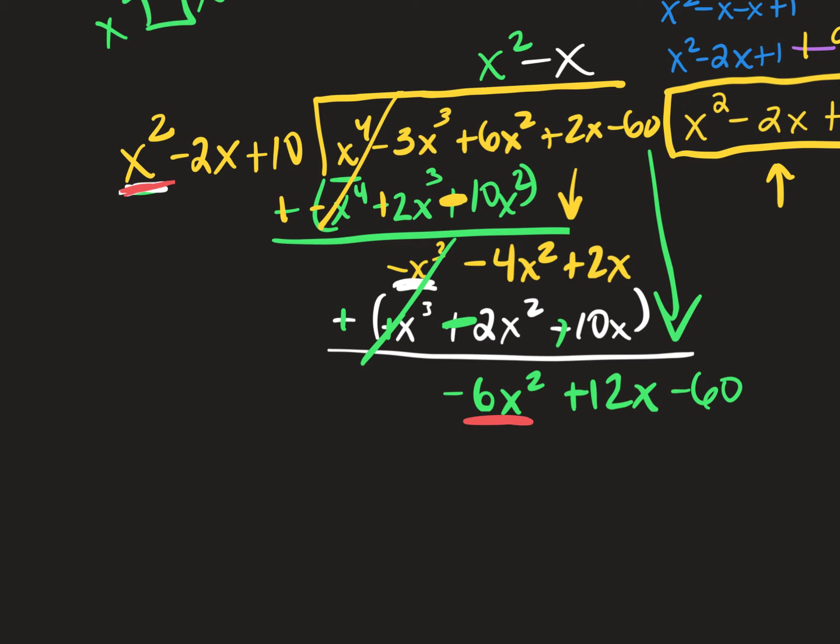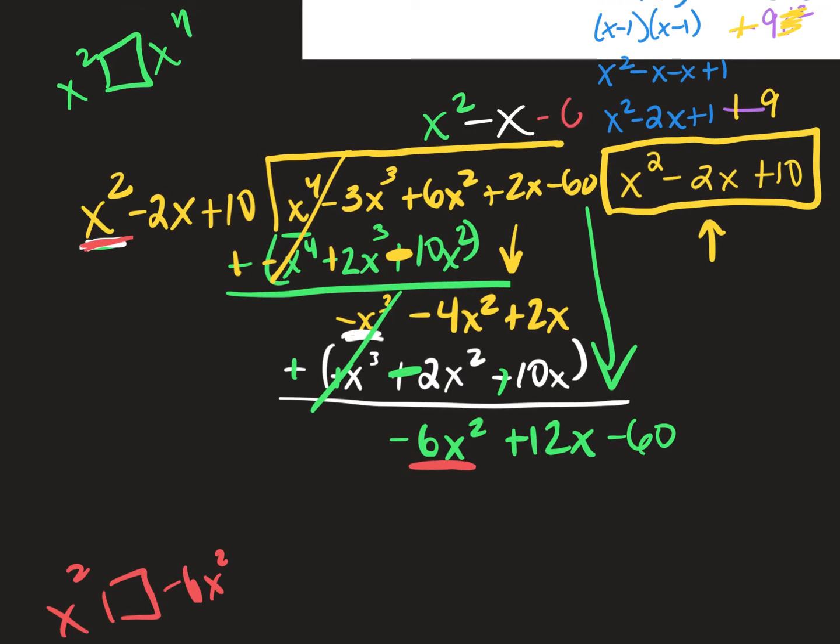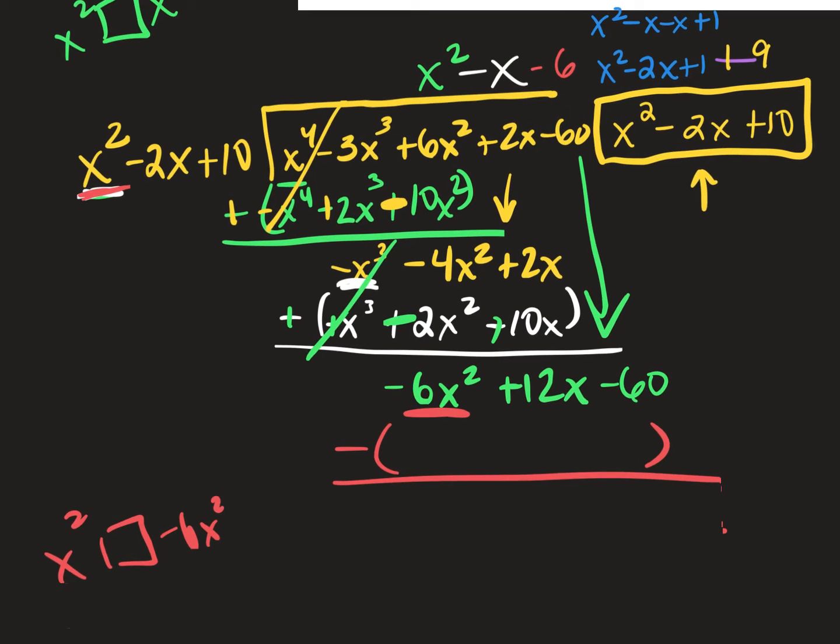I'll do it over here. X squared times what gives me negative 6x squared? Well, that would be minus 6. Get your subtraction ready before you multiply. So negative 6 and x is negative 6x squared. Negative 6 and negative 2 is going to give me positive 12x. And negative 6 and 10 is going to give me a negative 60.